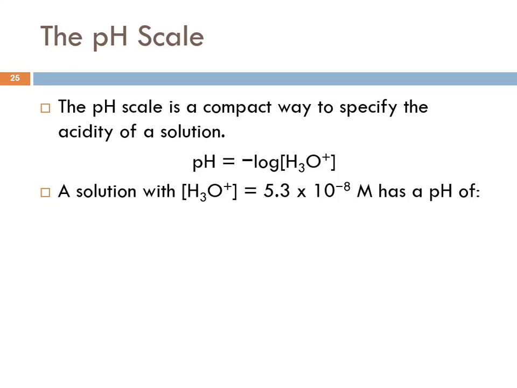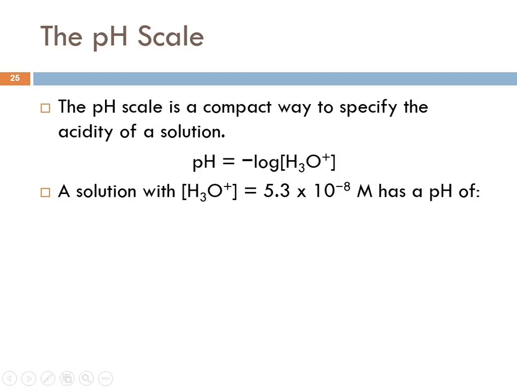So the pH scale compacts that by using base 10 logarithm. So pH is defined as the negative logarithm, base 10, of the hydronium ion concentration. Negative log is not the anti-log, okay? It just means take the log of it and change the sign. It's just -1 times the log, okay? So if we have a solution with a hydronium ion concentration of 5.3 times 10 to the minus 8, what's the pH?